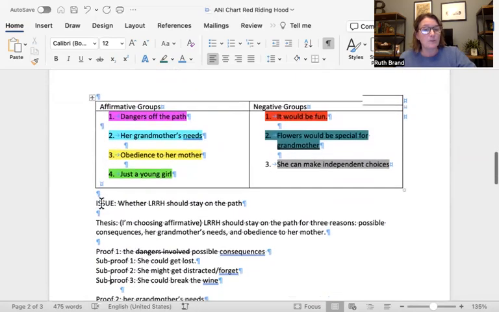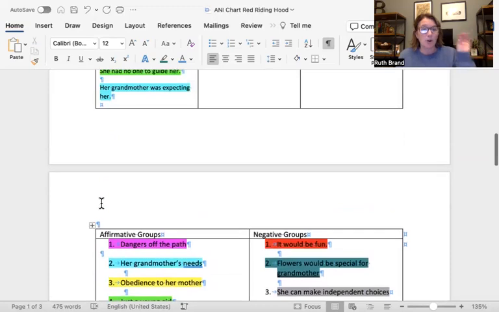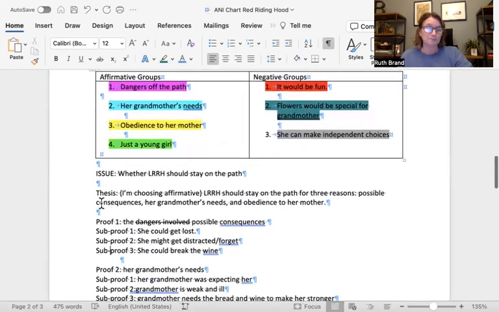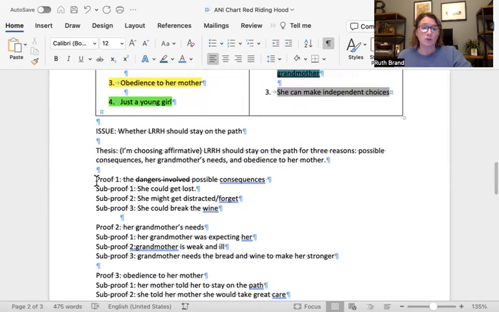So the first one would be possible consequences. And I put all the things that could happen that could go wrong together in one group. And those become the subproofs for your possible consequences category. So I want you to make sure you write down your proof, your first proof, and then the 3 subproofs you pick to go with it.